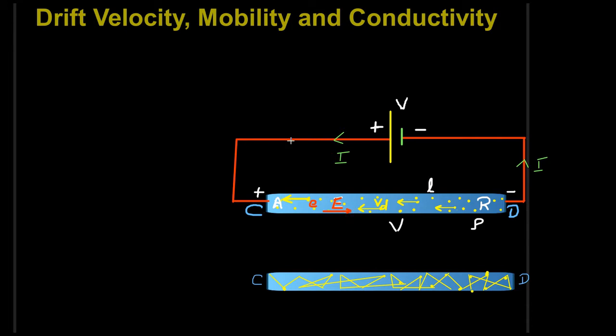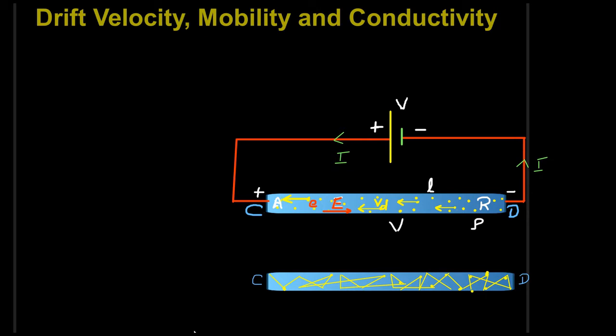A potential difference V is applied across the ends of the conductor. That causes an electric field E across the conductor CD of length L and area of cross section A. I is the current passing through the conductor of resistance R and resistivity ρ.